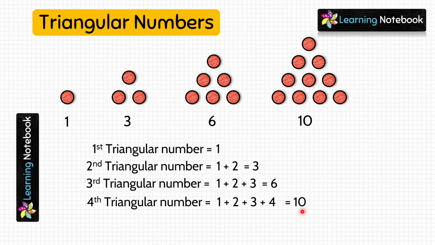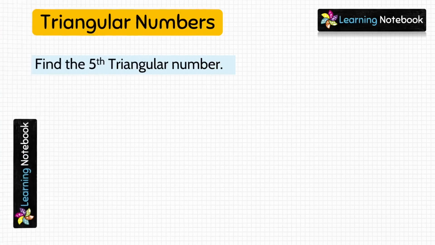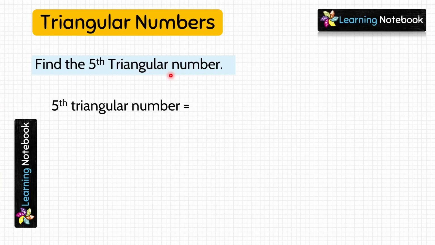So to find fifth triangular number, we will add first 5 numbers. Right students? But now, if I ask you to find 11th triangular number, then adding first 11 numbers will take a lot of time. So let me tell you a shortcut method to find any triangular number. First, let's find fifth triangular number. To find fifth triangular number, first we will write 5.